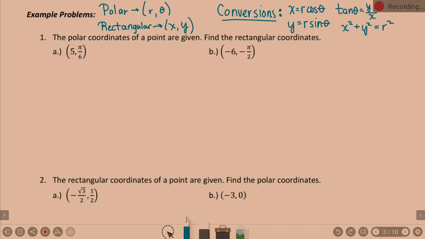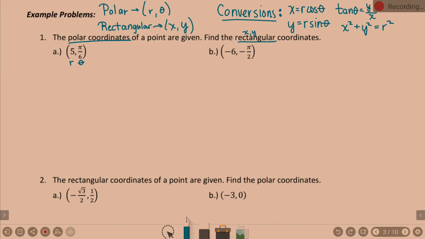Right? Now, real quick, we won't get far, but this is kind of what I did in my morning class too. Part A, what's it say? It says the polar coordinates of a point are given. What's that mean? 5 and pi over 6 are R and theta. What do they ask me to find? They're asking you to find the rectangular coordinates, which are X and Y. We know R and theta. How can we find X? X equals R cosine theta.